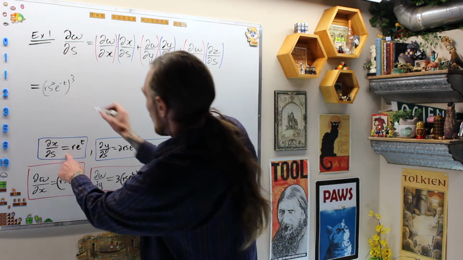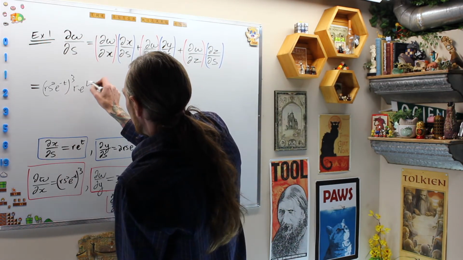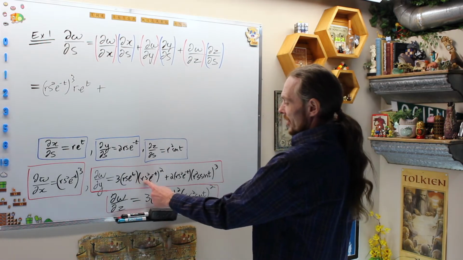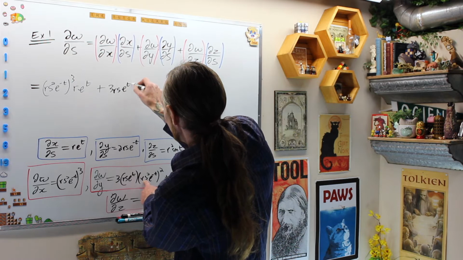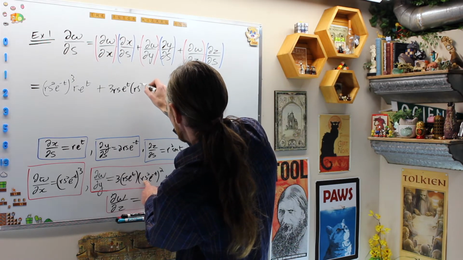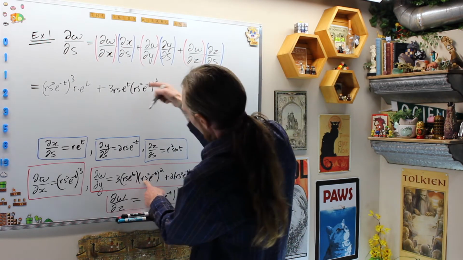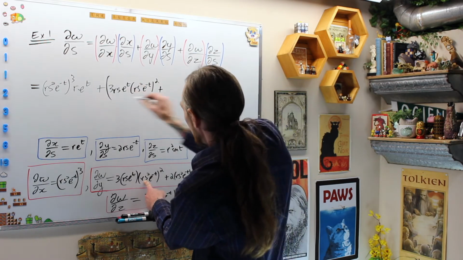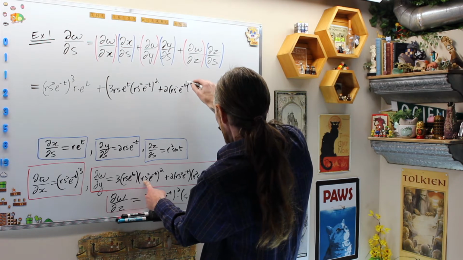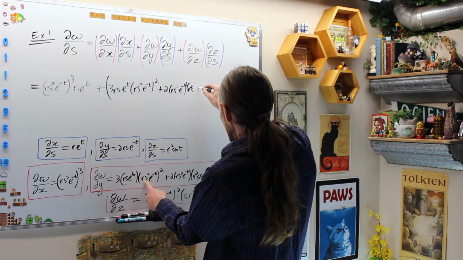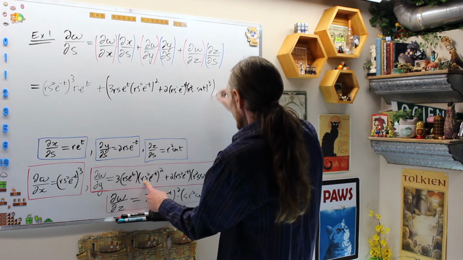Times this one, the blue one, r e to the t, plus this one, 3rs e to the t times rs squared e to the negative t times 2. Put that in there if you want. Plus, we're going to need a bracket, 2rs squared e to the negative r squared s times sine t cubed, apparently, times what?